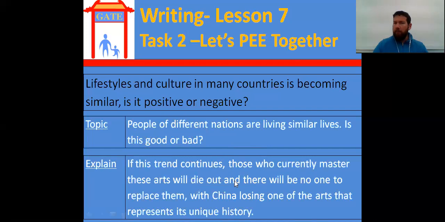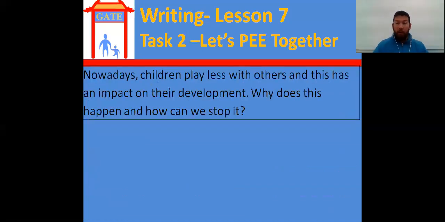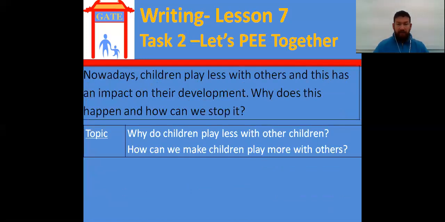So you can see how this is quite an important sentence to summarize everything that you've just said in those first 2 sentences, basically saying why is it bad? You're losing something that represents your unique history. Okay, so there you can see we've got our 3 sentences. We'll put those together if you want to look at them all together, but I think we don't have time for me to read that. You can pause and read that if you like. Let's have a quick look at one more because we're almost at the 30-minute mark. Okay, nowadays children play less with others, so please pause, read that, write your paragraph.